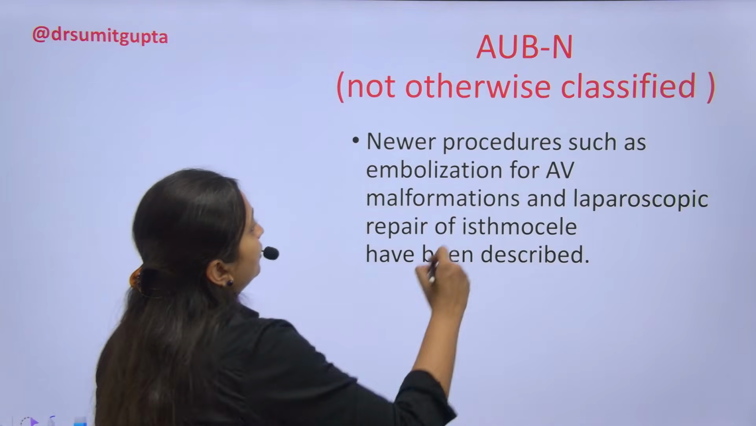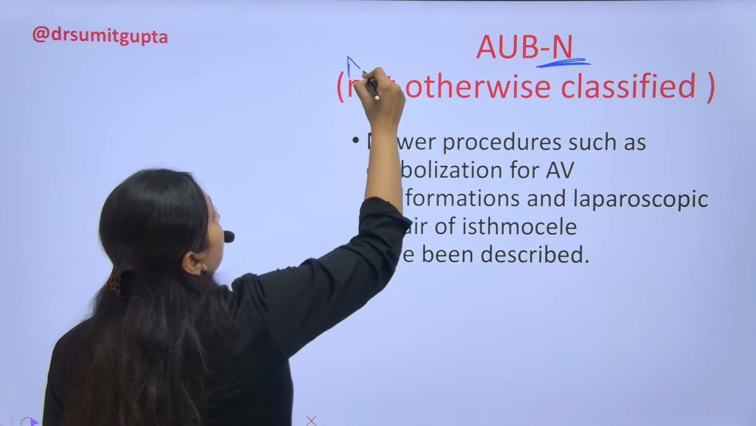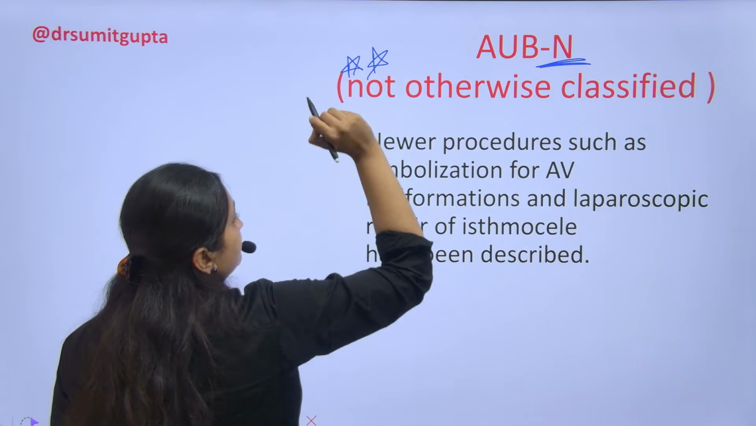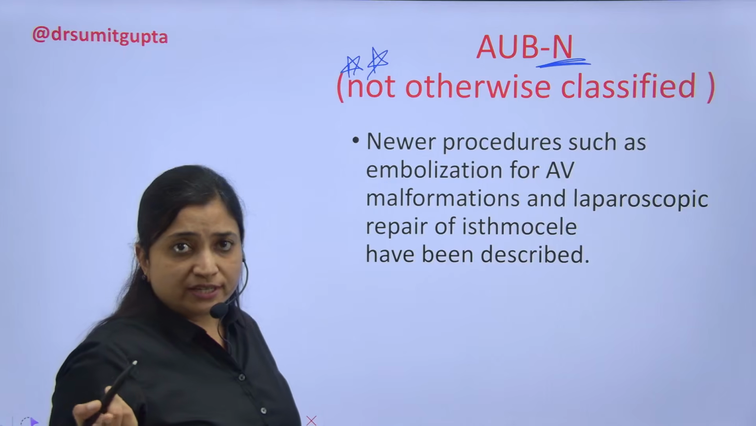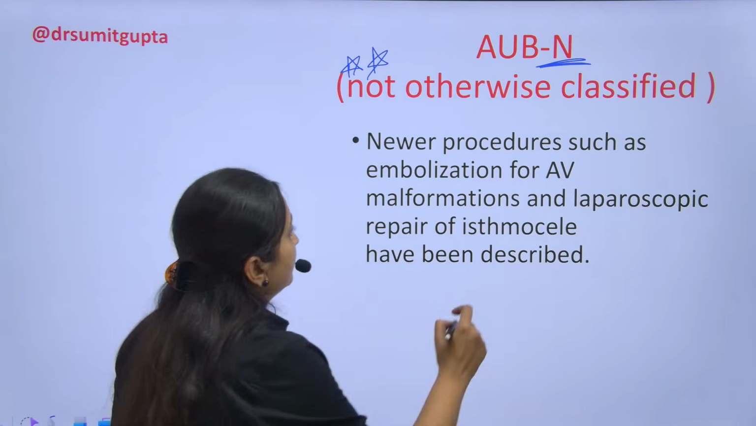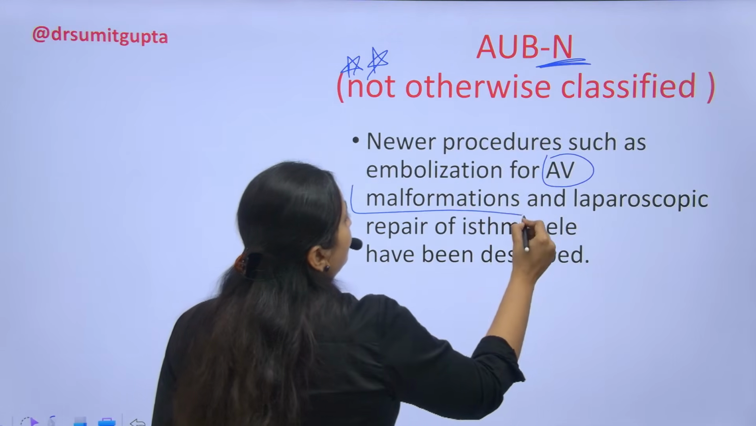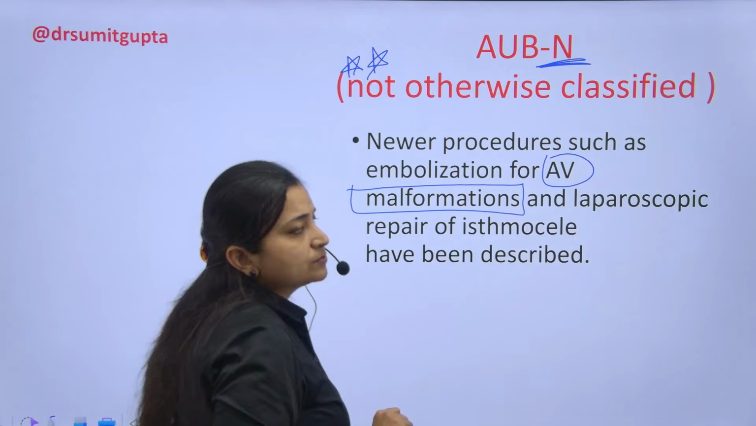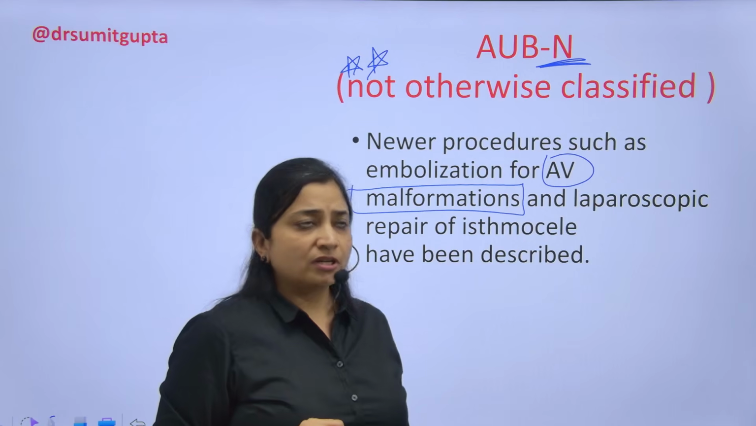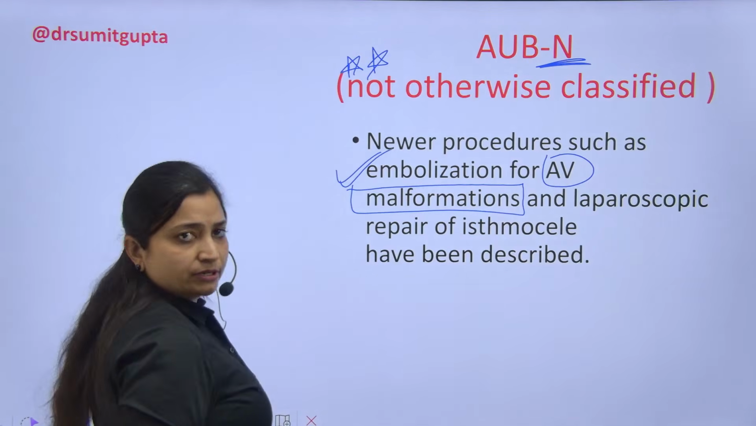Now comes AUB-N. What is N? Not otherwise classified. This is something new to our subject and we are still looking for the best treatment for this. Number 1 is AV malformation. If on color Doppler you pick up that this patient is having AV malformation, then the best way of treatment is embolization of the uterine arteries.